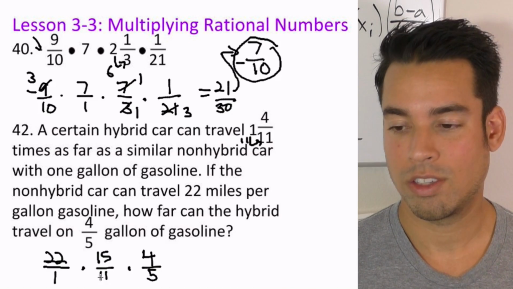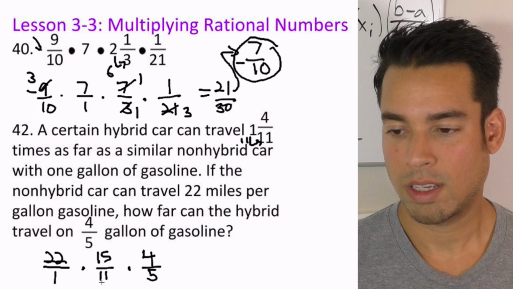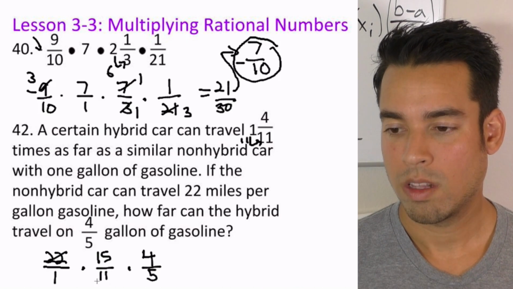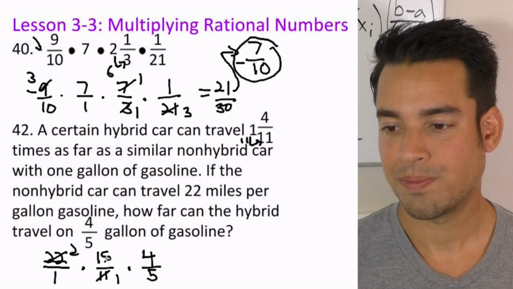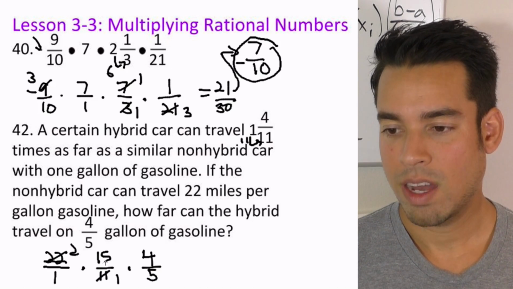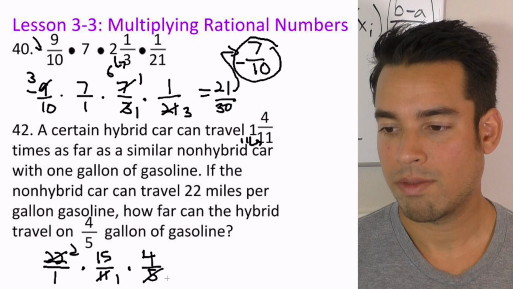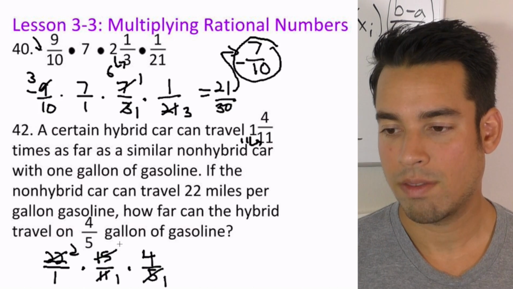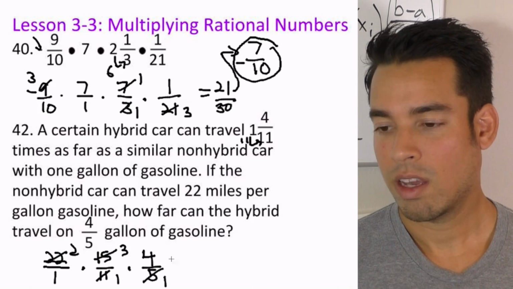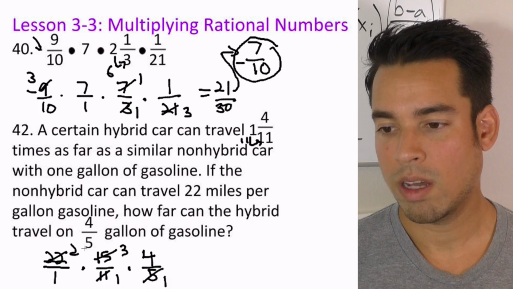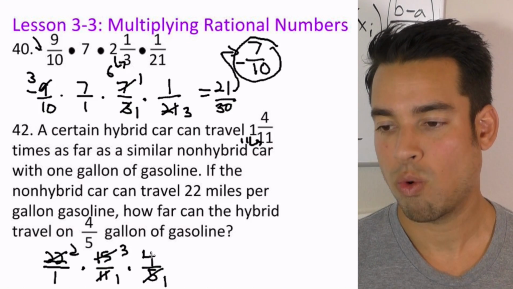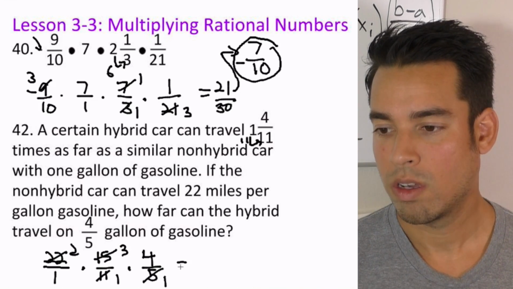Make it a lot easier. Look at 11 and 22. They can both be divided by 11. 11 divided by 11 is 1. 22 divided by 11 is 2. We got 15 and 5, both divisible by 5. 5 divided by 5 is 1. 15 divided by 5 is 3. Now look how nice this is. We got all 1s on the bottom. We got a 2, 3, and a 4. What's 2 times 3 times 4?